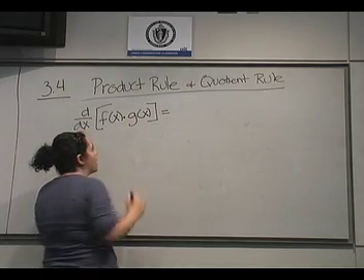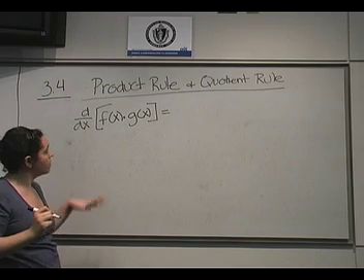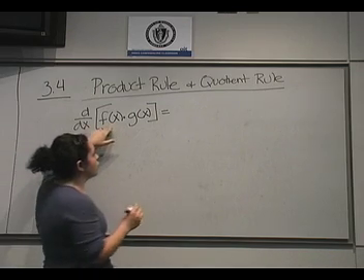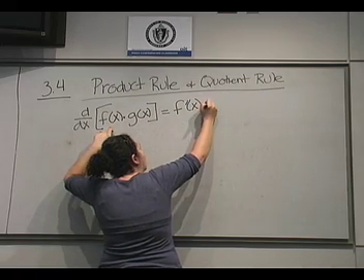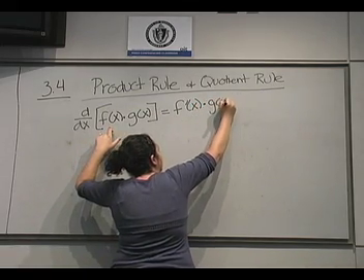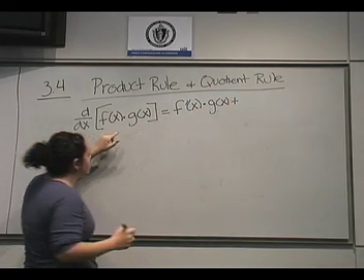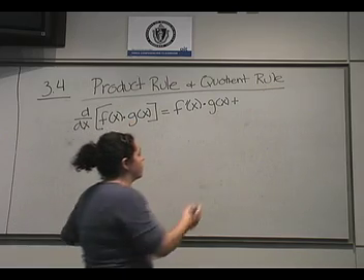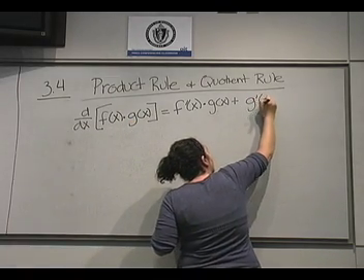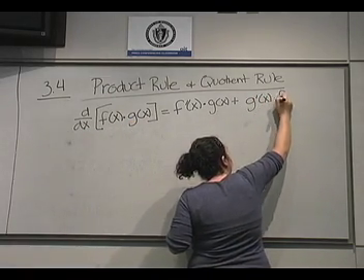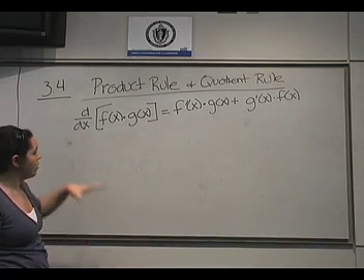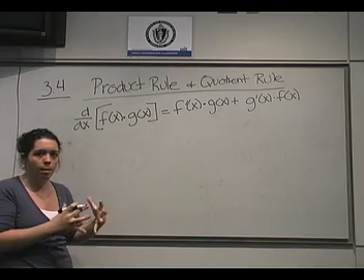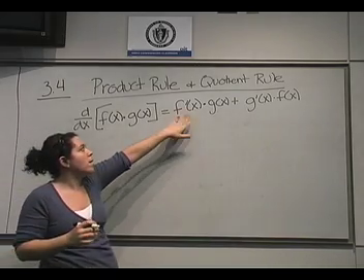The product rule says that it's going to be the derivative of the first function times the second function plus the derivative of the second function times the first function. Okay, so it's a little more complicated. You can't just take each derivative separately and multiply the answers together. We have to follow this rule.